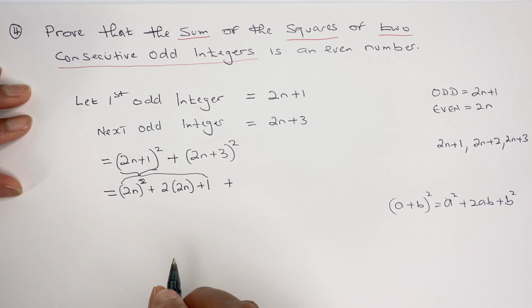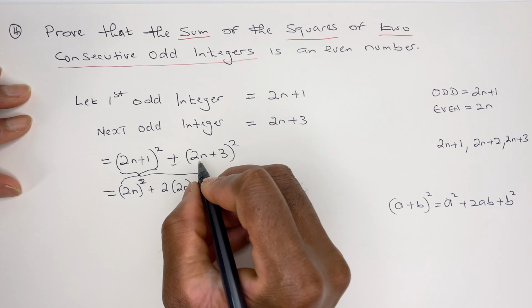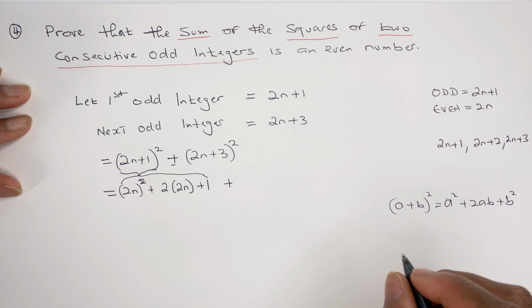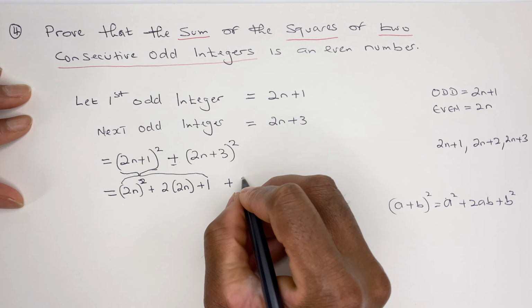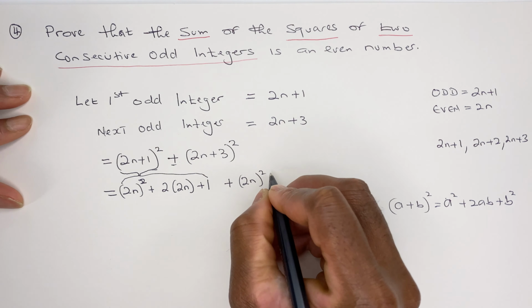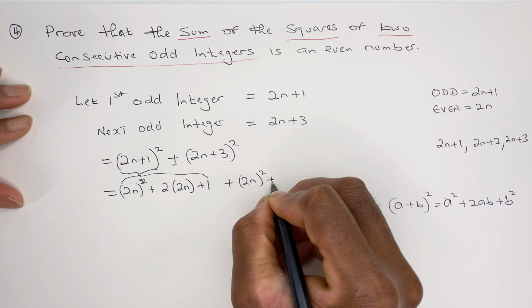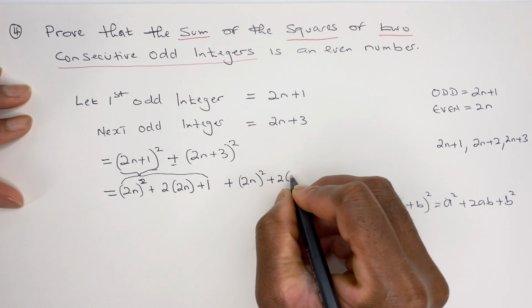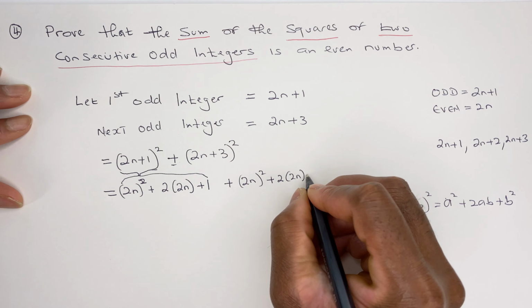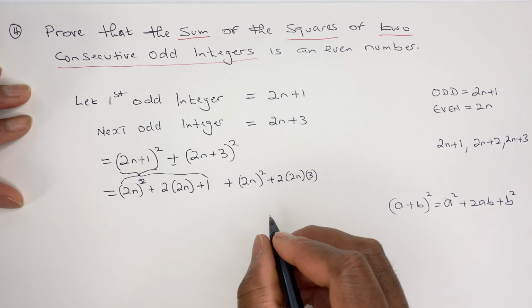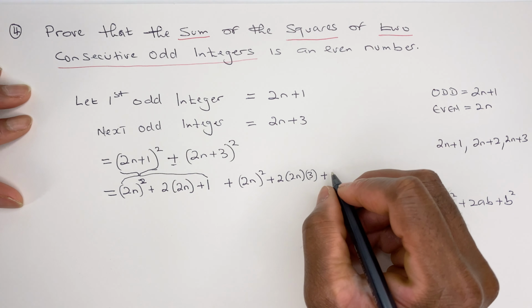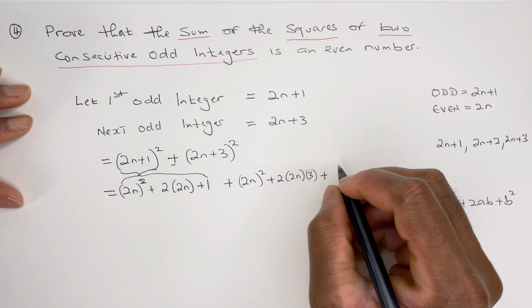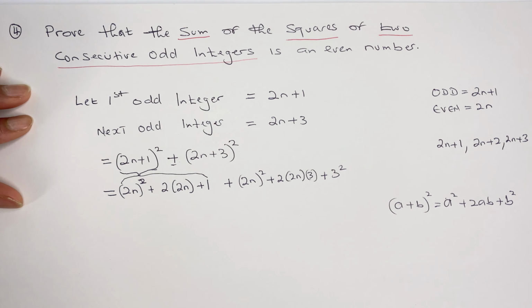Now I've got a plus next, and I'm going to expand 2n plus 3, where a is 2n and b is 3. Again, I'm going to do 2n squared plus 2 into bracket 2n times 3, because b is 3, plus b squared, and b is 3 now, so it'll be 3 squared. This is 1 squared here, that's why it's 1.